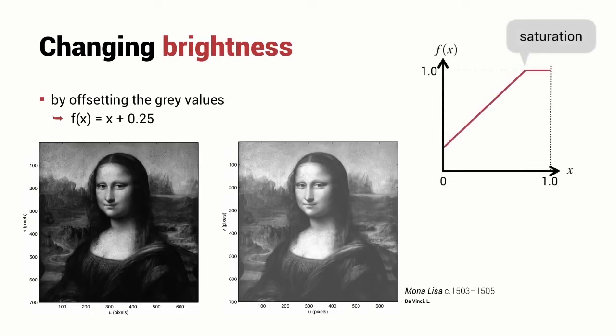We could also change the brightness of the image, and there are a couple of ways that we can do that. One way is simply to add a constant positive value to all of the grey values within the scene. So f of x is the input value x plus the value of a quarter. And if we represent that graphically, we see this shape here. And what happens is that some of the pixels are going to exceed the value of 1. So we apply what we call a saturation. We don't allow them to be greater than 1. So our line has got a kink in it. If we apply this transformation to the Mona Lisa image, we can see that indeed the image has become brighter.